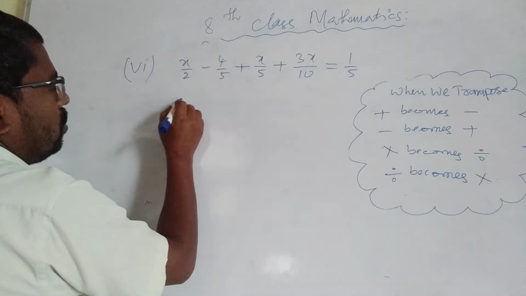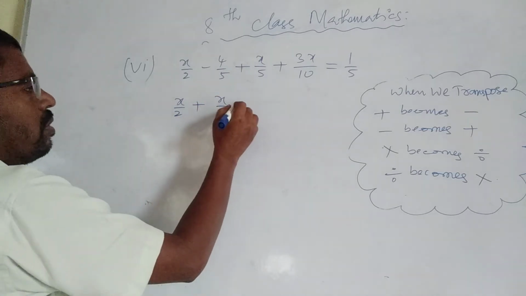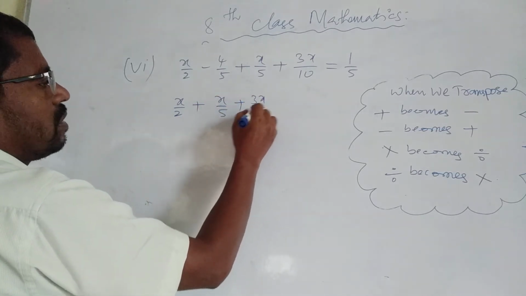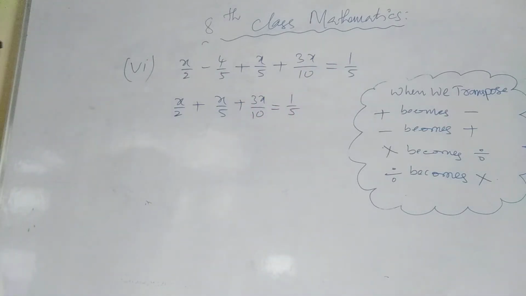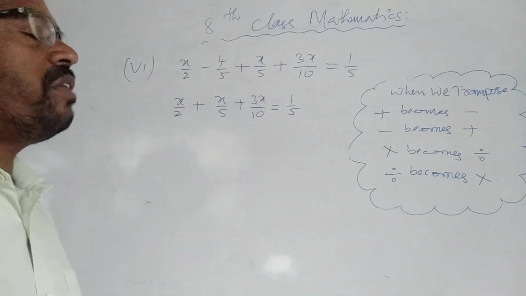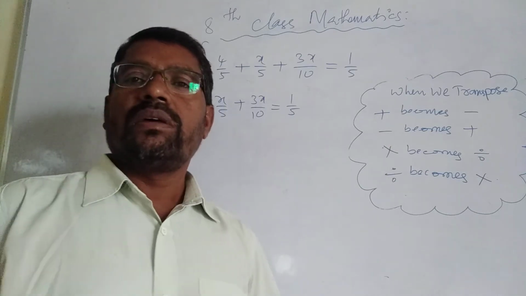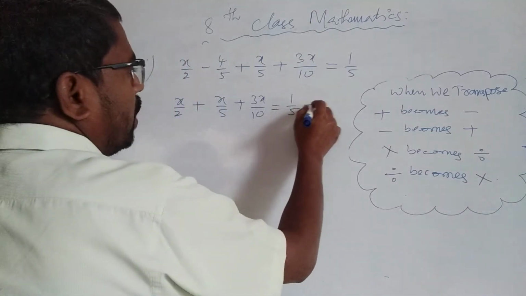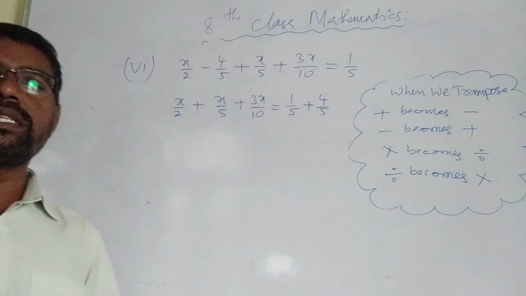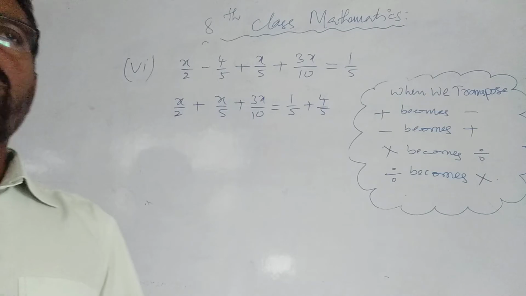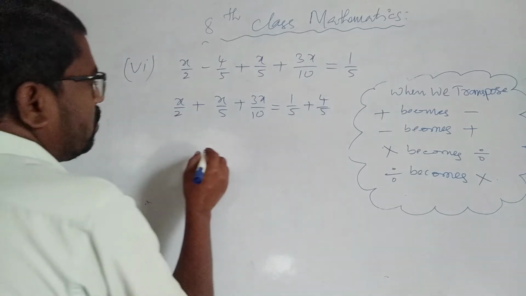So once you see the solution, x by 2 plus x by 5 plus 3x by 10 is equal to 1 by 5 as it is on the right hand side. I want to transpose this minus 4 by 5 to that side. What we know is that minus becomes plus. So we should write plus 4 by 5. Now we are going to take the LCM and reduce it to the simple equation form.